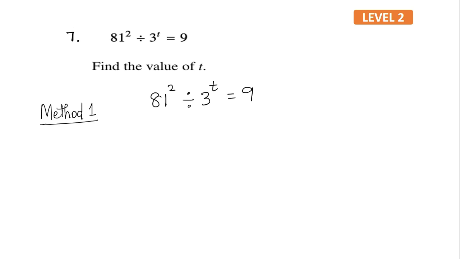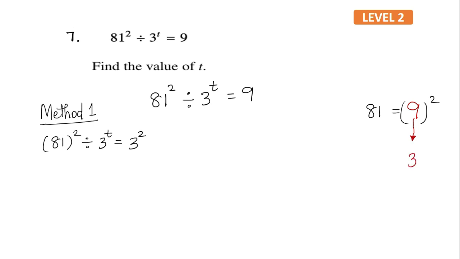In method 1, I have 81 squared divided by 3 to the power t equals 3 squared. So my aim is to get 3 on either side of the equation. I know 81 is equal to 9 squared. Now this 9 can be replaced as 3 squared. So the bracket there remains, 81 is 9 squared, so this 9 becomes 3 squared, and this bracket is what is here. It's the same thing.